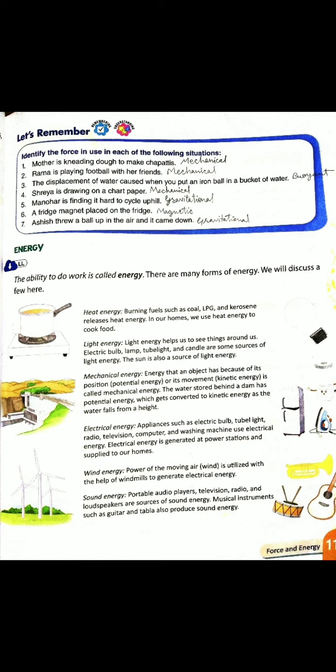Now, next is electrical energy. Appliances such as electrical bulb, tube light, radio, television, computer, and washing machine, etc., use electrical energy. Electrical energy is generated at power stations and supplied to our homes. Next one is wind energy. Power of the moving air, that is wind, is utilized with the help of windmills to generate electrical energy.